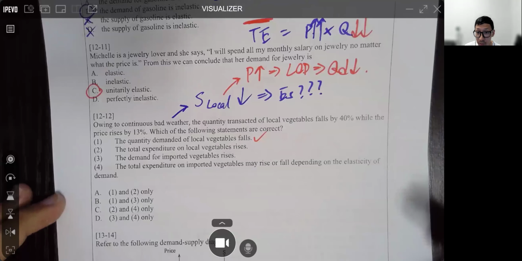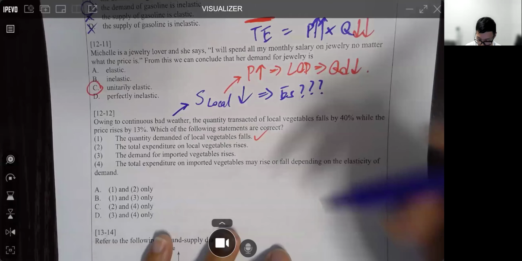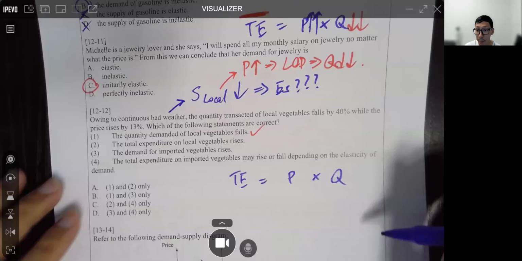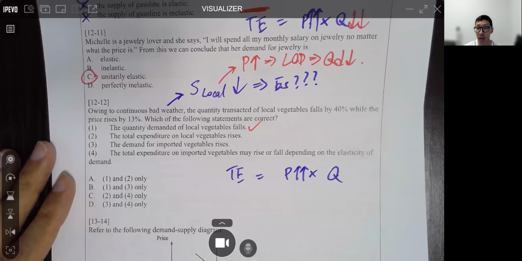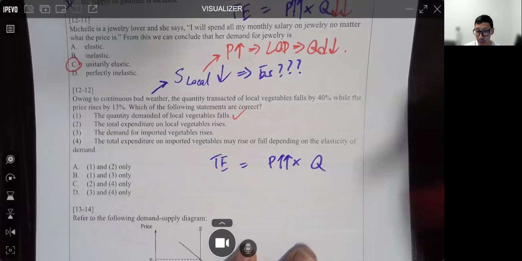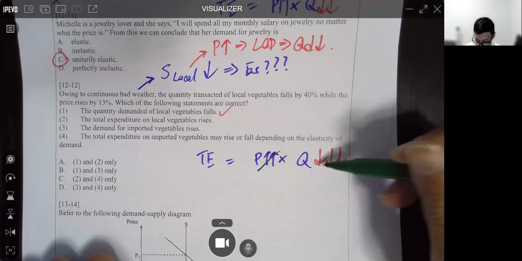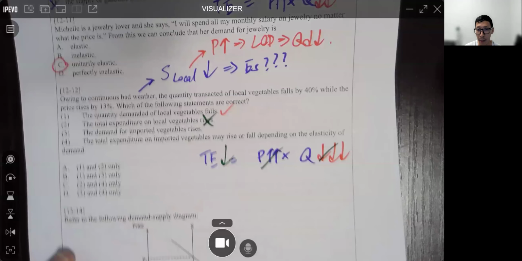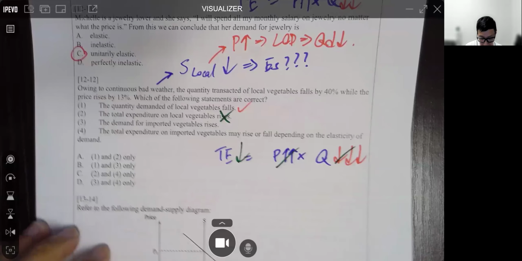Total expenditure. Do we know anything about total expenditure? Actually, yes. TE equals P times Q. It has already been stated that the price increased by 13%, while QD dropped by 40%. Quantity is dropping more, so we cancel them out and see that there is a net fall. Therefore, statement 2 is not correct. Then I think the answer will be 1 and 3.